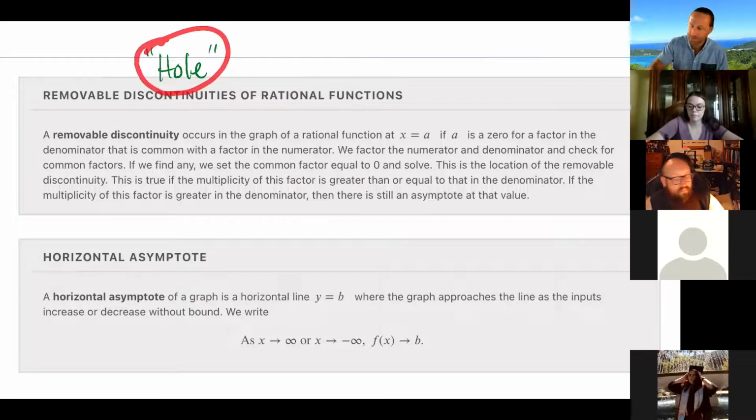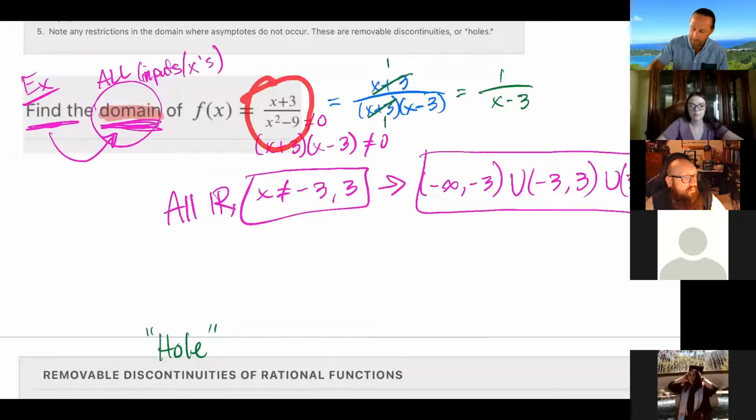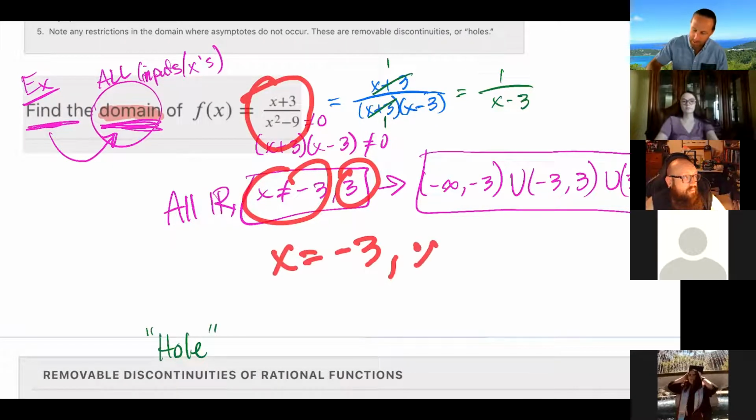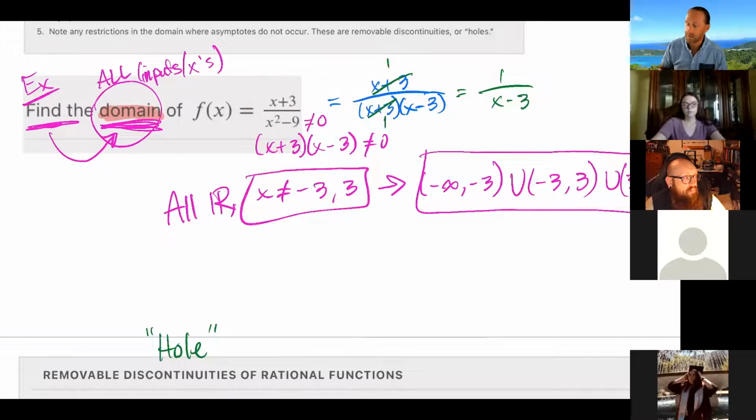Or when we have that situation where it cancels out from the top and the bottom, some common factor, what ends up happening is no longer a vertical asymptote. If I was to graph this, I would not have a vertical asymptote at x equals -3 and x equals 3. But there would be something weird happening there. I would have that discontinuity where I'd have to pick up my pen or pencil. And it is what is called a hole.